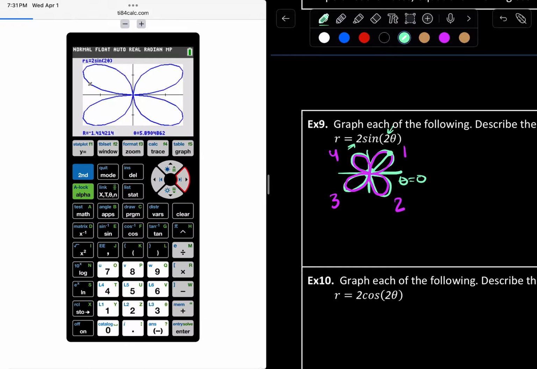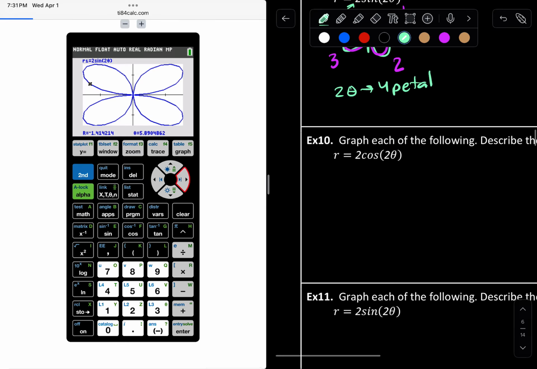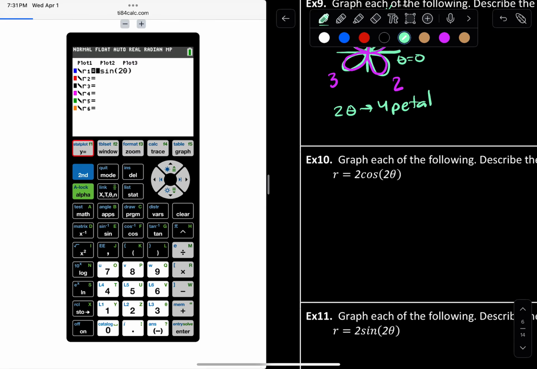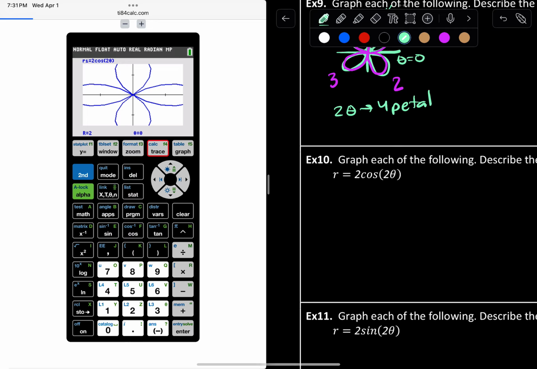The coefficient on the inside tells you the number of petals you will have, okay? So that means for this one, we're going to double it. Because we have 2 theta, that means we have 4 petals. Now, if we compare this to cosine, if we do 2 cosine 2 theta, it changes. It's rotated a little bit.